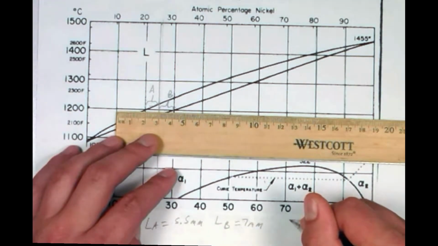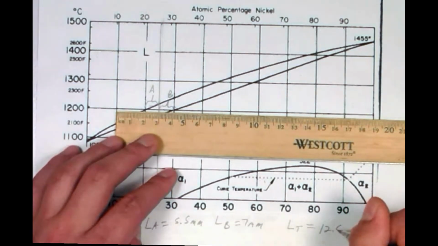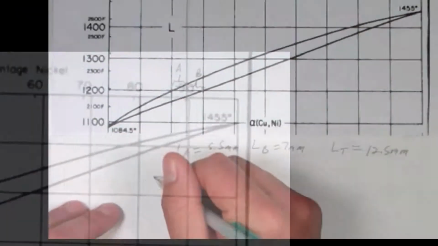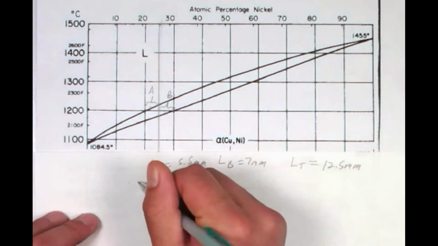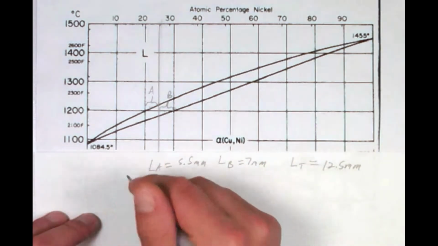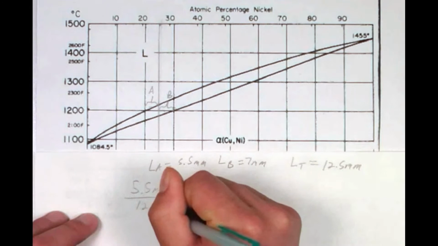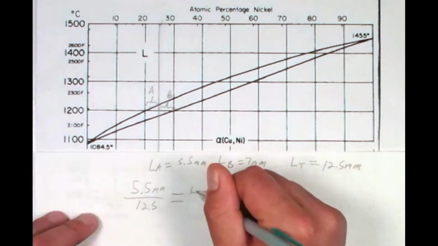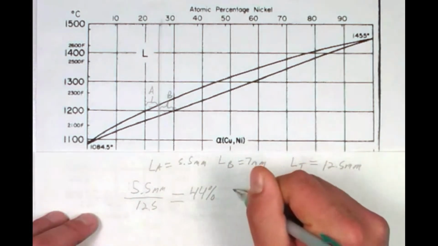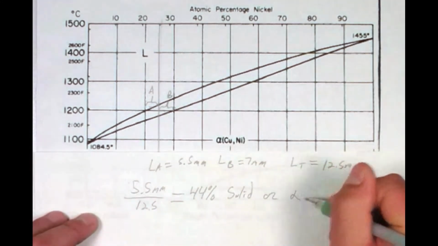Therefore, our total length is going to equal 12.5 millimeters. To determine the amount of solid present, we will take length A and divide it by the total amount. This is going to give us 44% solid, or alpha.